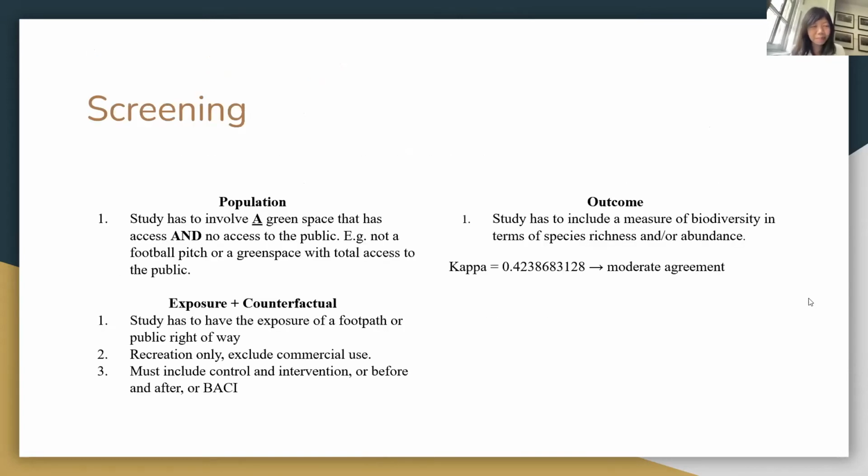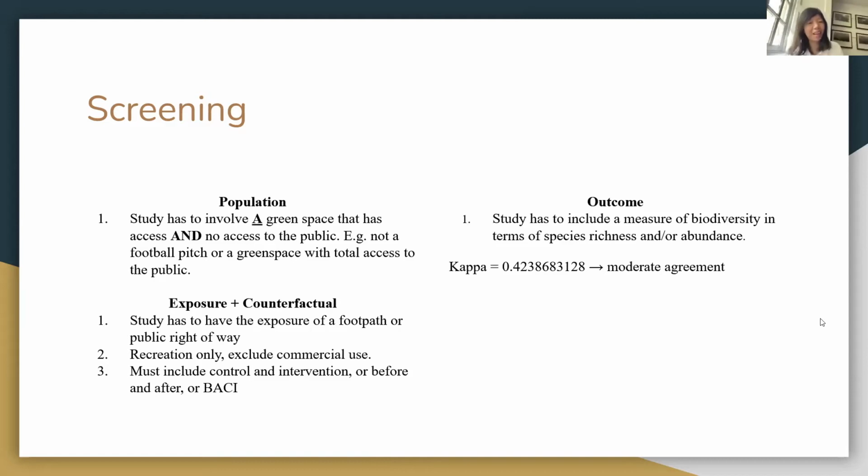Next slide, please. So this is the screening, the inclusion criteria for our systematic review. For the population, we only include studies that assess a green space that has access and no access to the public, because we want to see more natural areas, wilderness, protected areas that are actually natural, and that they use for recreation. So it's not like a football pitch or playground. And for the exposure and counterfactual, the inclusion criteria is the study has to have a footpath.